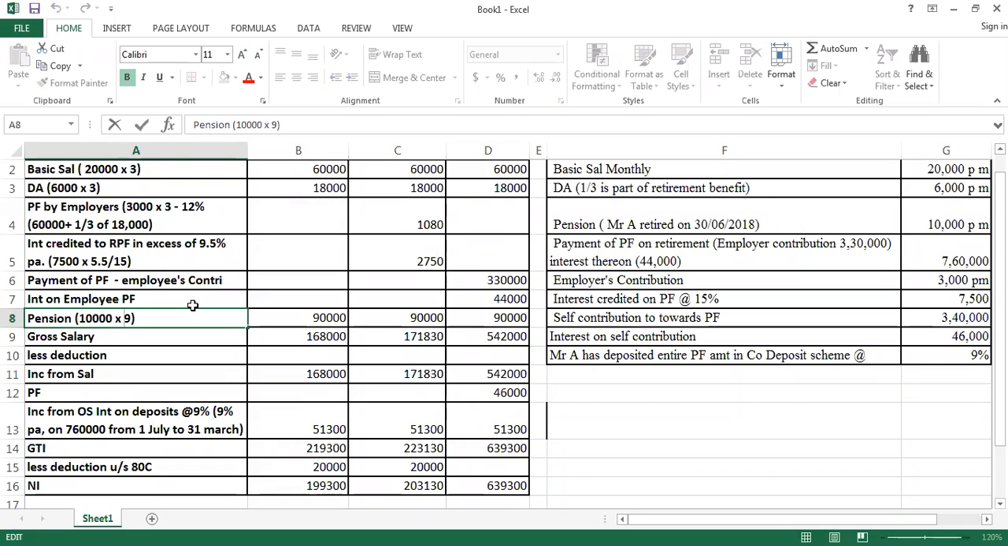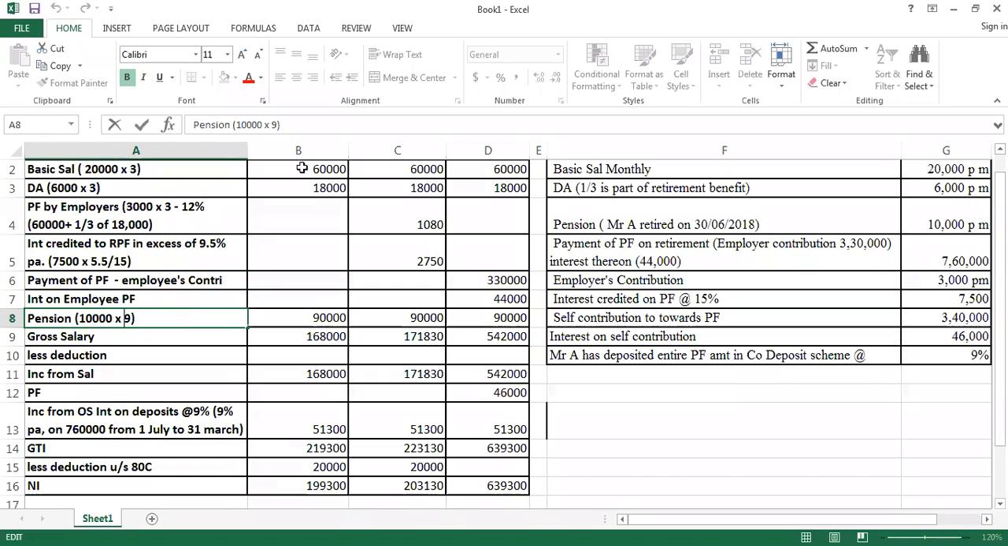Correct. When is pension paid? After your retirement, right? So he will start getting his pension from July: July, August, September, October, November, December, January, February, March. So for the next 9 months he is going to receive his pension. If his monthly pension is 10,000 rupees, 10,000 into 9 works out to 90,000 rupees of pension, which is what he is going to receive.